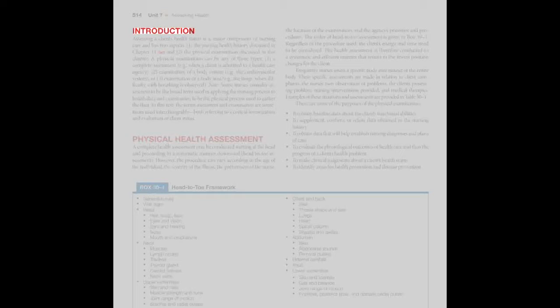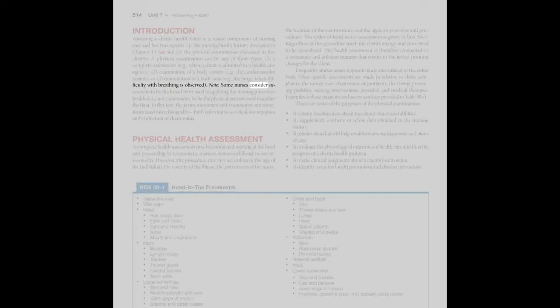Introduction. Assessing a client's health status is a major component of nursing care, and has two aspects: 1. The nursing health history discussed in Chapter 11, and 2. The physical examination discussed in this chapter. A physical examination can be any of three types. 1. A complete assessment, for example, when a client is admitted to a healthcare agency. 2. Examination of a body system, for example, the cardiovascular system. Or 3. Examination of a body area, for example, the lungs, when difficulty with breathing is observed.